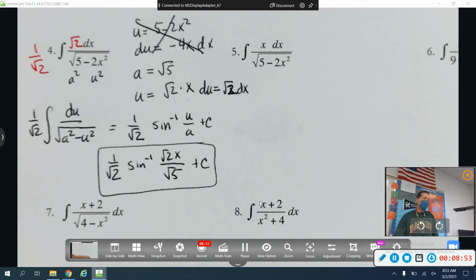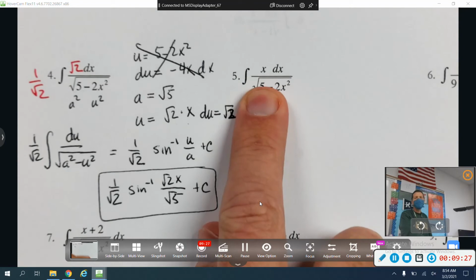How about number 5? What does number 5 look like? Yeah, like number 4, but there's an x on top, so that's kind of important. And by kind of important, I mean super important. So does that look like inverse sine or inverse tangent? That's kind of a trick question. Well, it looks a little bit like inverse sine, but inverse sine doesn't have an x in the top.